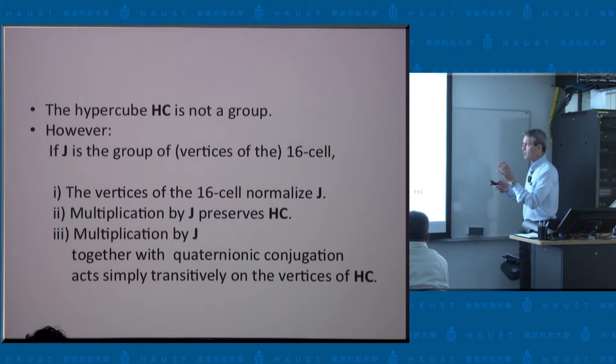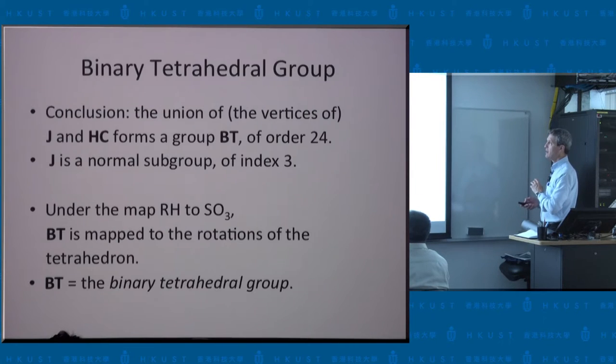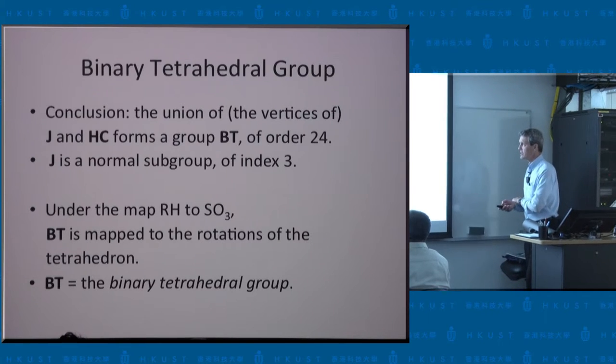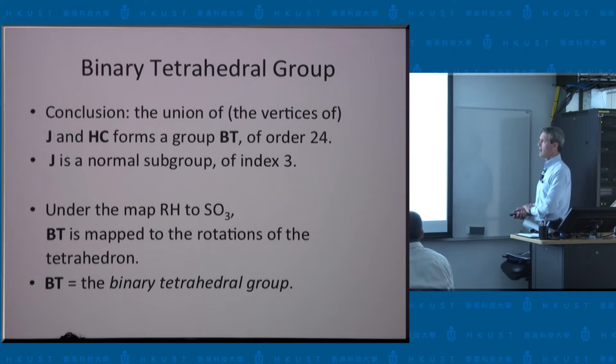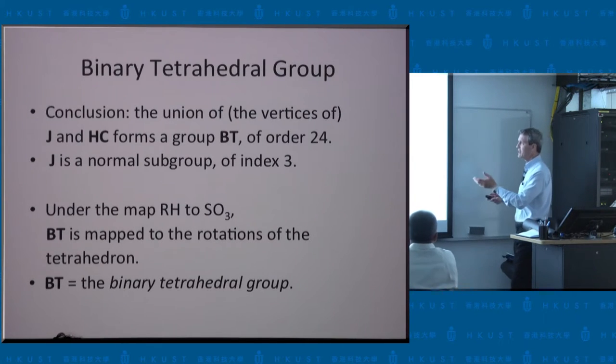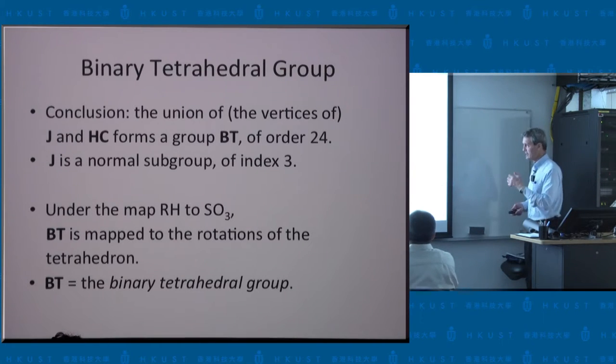So if I put the hypercube together with J, then I get a group. The union of the vertices and the hypercube together forms a group, which I'll call BT, which has order 24. And J then is a subgroup. It has one-third the size, 8. So that's called index 3.